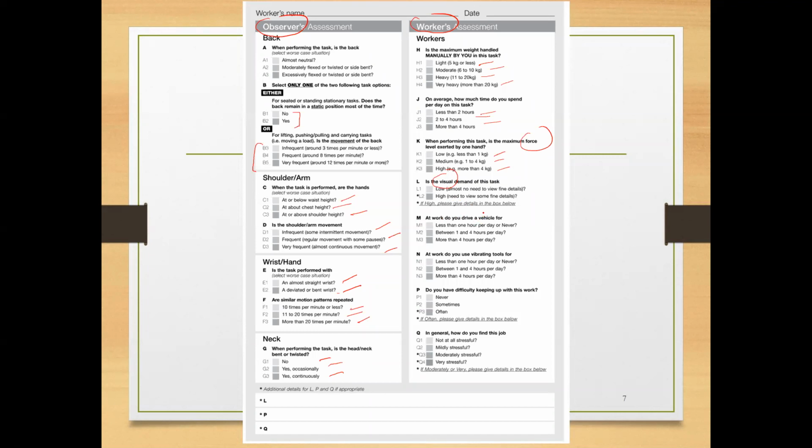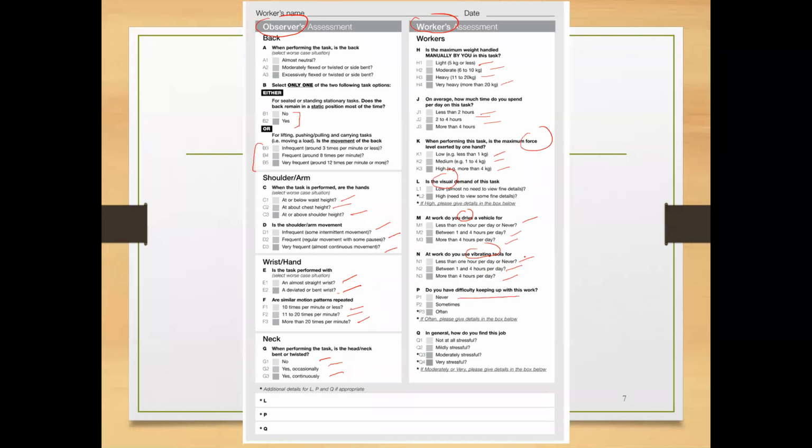Similarly, at work, do you drive a vehicle for less than 1 hour per day or never, between 1 and 4 hours per day, or more than 4 hours per day? Vibrations: less than 1 hour per day or never, between 1 and 4 hours, and more than 4 hours.